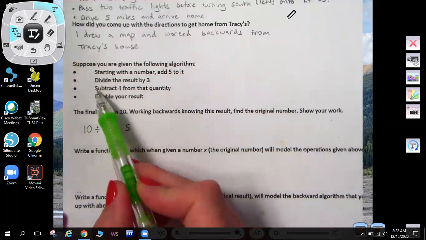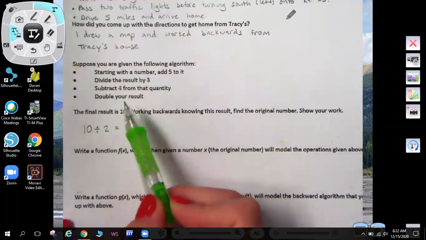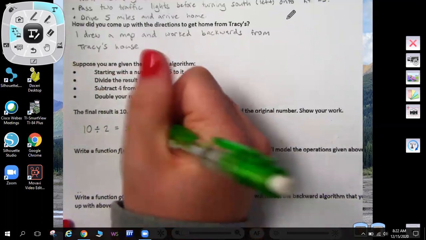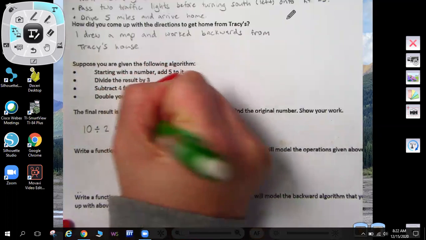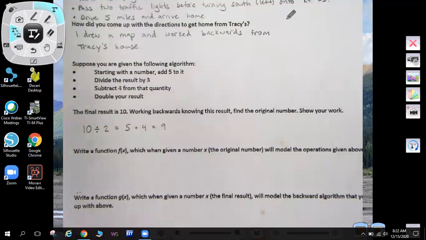Step before that was to subtract 4. So if we had a number and we subtracted 4 to get 5, we can find what that number is by adding 4. We get 9.